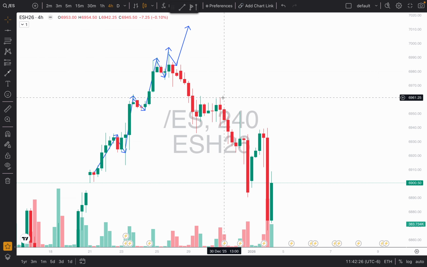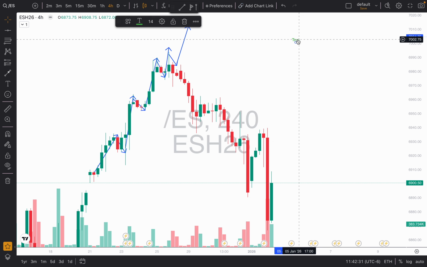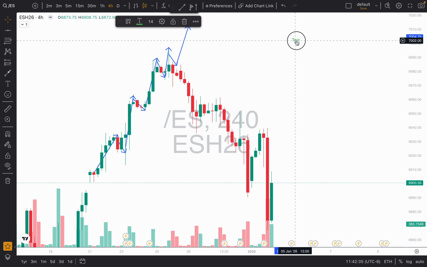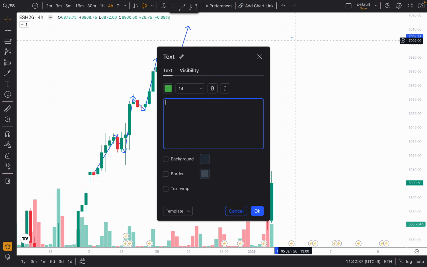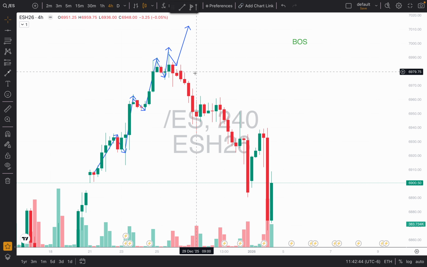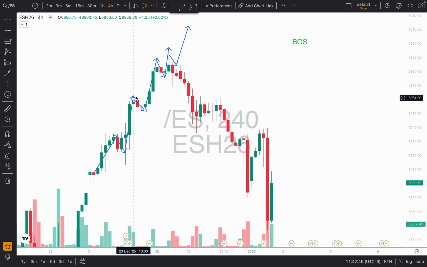So break of structure. This is all I've been talking about, y'all. I'm not gonna lie, I didn't even make that clear. So this is break of structure. This is what break of structure looks like. BOS. Break of structure. All this is break of structure. The structure is an uptrend.